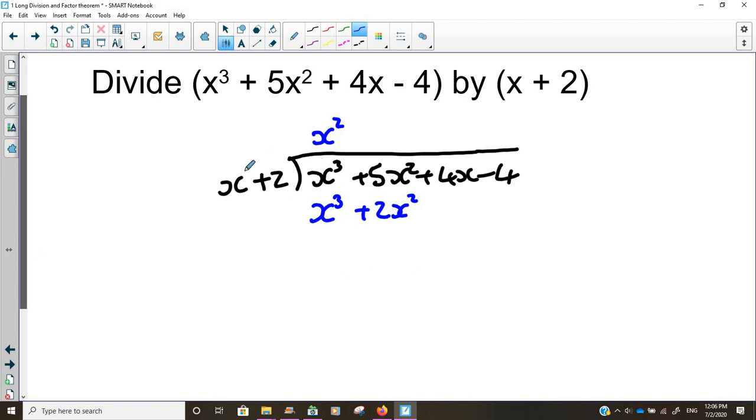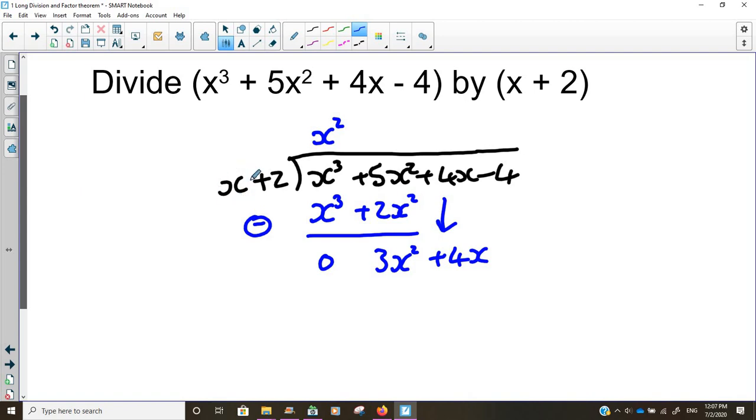So now I've multiplied the x squared by x plus 2, I need to subtract. So we're subtracting two terms here, and I do like to put a little minus sign on the left just to remind me that I'm subtracting. Okay, so x cubed minus x cubed is 0, 5x squared minus 2x squared is 3x squared, and this is where we bring down the next term. Like you brought down the next digit when you're doing it numerically, here we're just bringing down the next term. And now we start again.